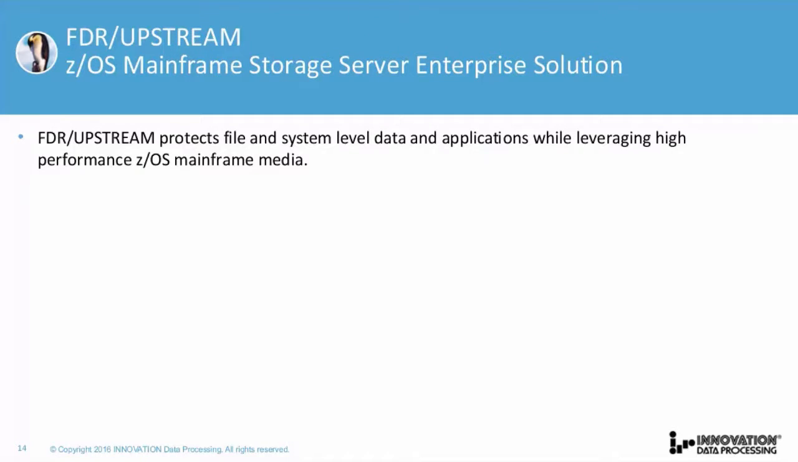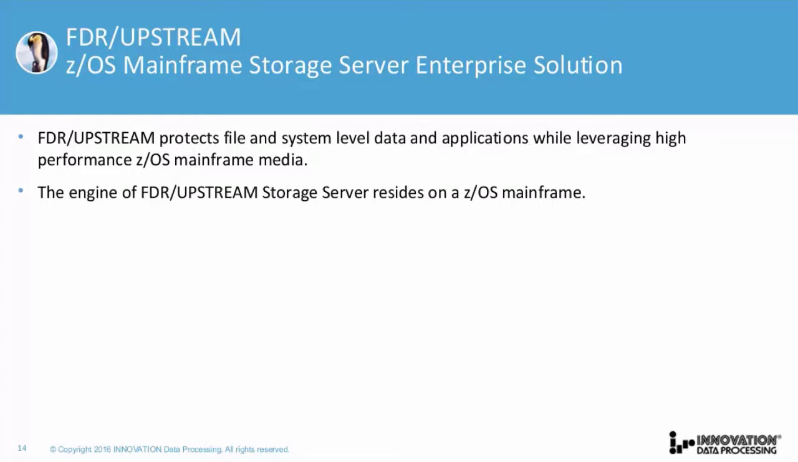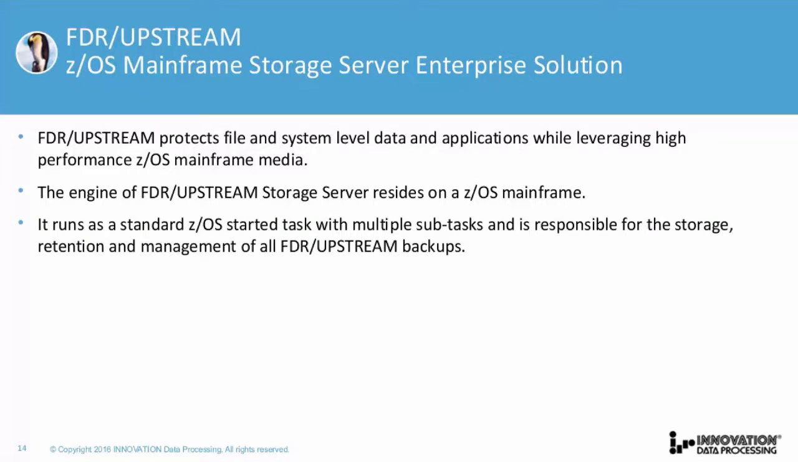So let's talk a little bit about the features that Upstream provides. Upstream protects file and system level data and applications while leveraging high-performance z/OS mainframe media. The engine of FDR Upstream storage server resides on the z/OS mainframe. It runs as a standard z/OS started task with multiple subtasks and is responsible for the storage, retention, and management of all Upstream backups.